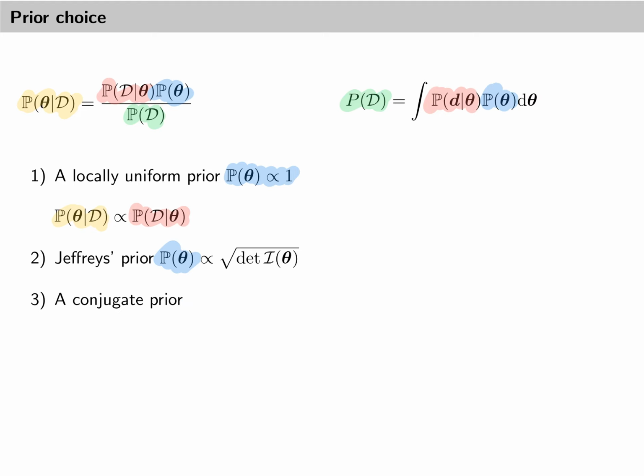Another popular choice are so-called conjugate priors. Conjugate priors are priors which are in the same class as the posterior distributions. In this case, the marginal likelihood can be evaluated analytically because the integral across the parameters of the product of the likelihood and the prior can actually be solved analytically. An example of the conjugate prior was the beta distribution that we chose in our previous example.